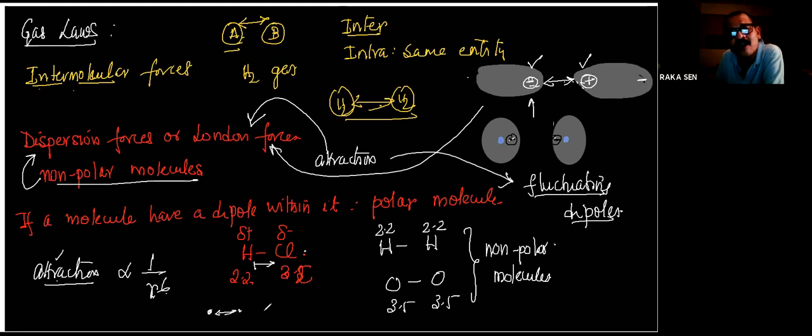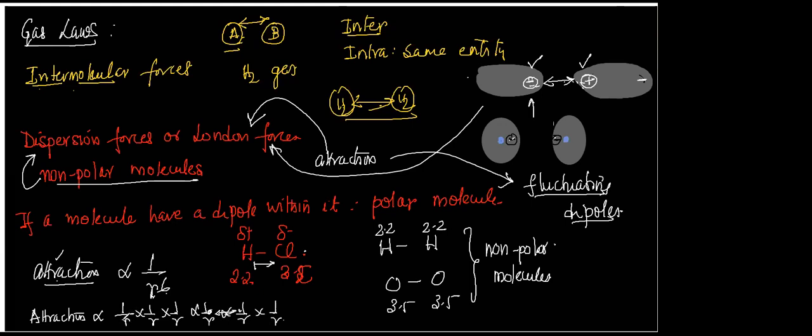For your understanding, for clarity's sake, I can write down attraction like this: 1 by r into 1 by r into 1 by r into 1 by r into 1 by r into 1 by r. So what does it mean? This is r to the power 6. If I decrease the distance a little bit, then the attraction is going to increase. How far is it going to increase? It is going to increase very much, by r to the power 6.